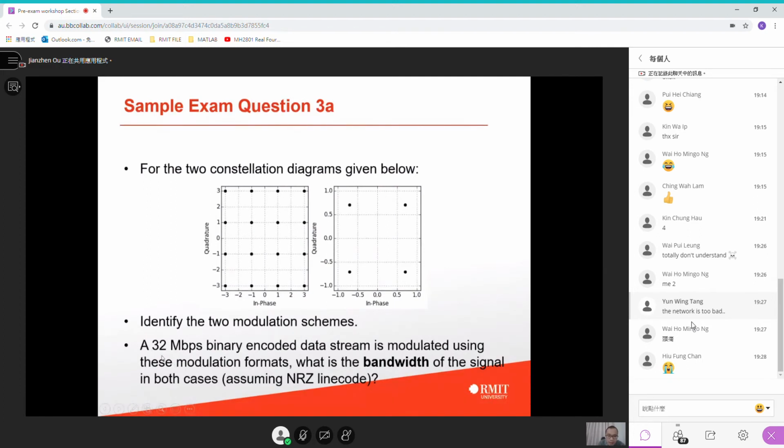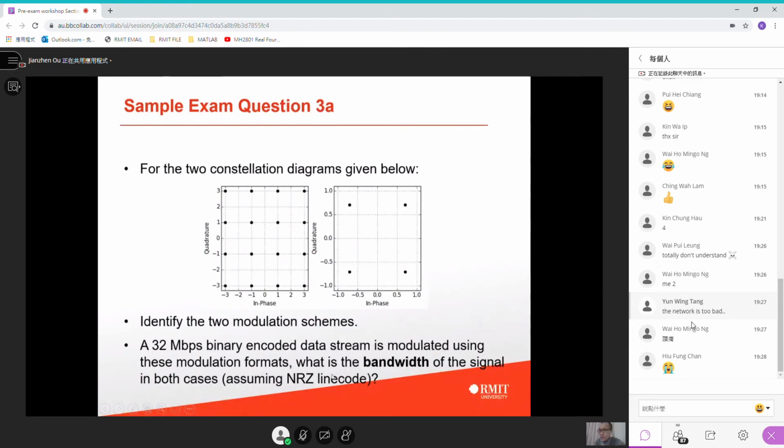So what is the 32 megabit per second? This is definitely a baseband bit rate. So what is the bandwidth of the signal in both cases? They assume an NRZ line code.